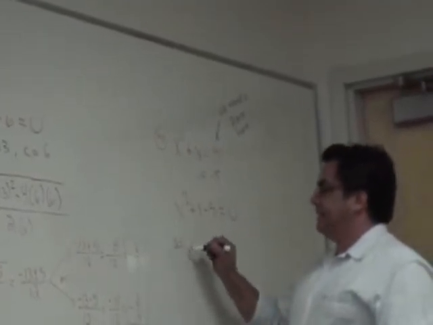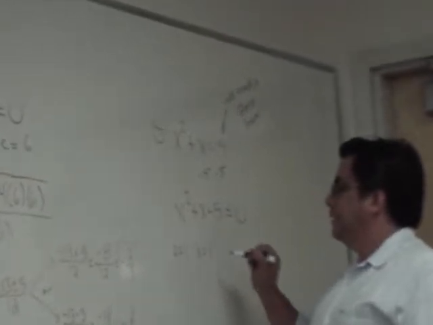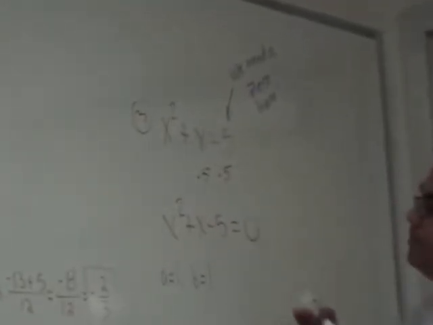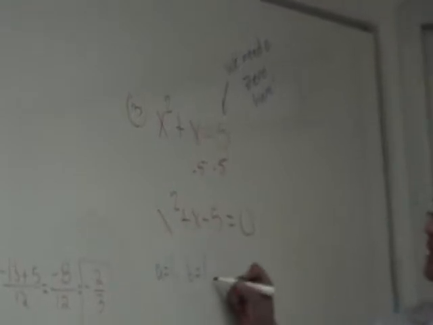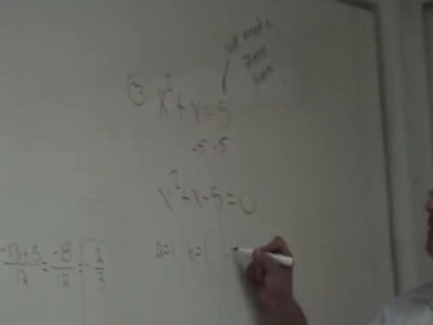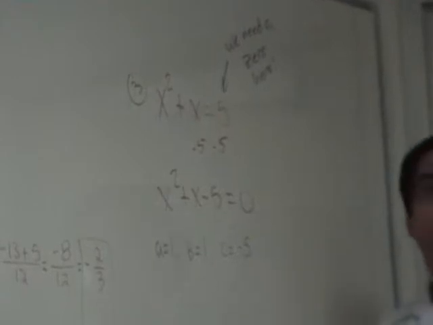1. What's the value of b? No. 1. b is 1, the number in front of the x. And what's the value of c? Negative 5. There you go. So now, please go ahead and use the quadratic formula with these values right here.